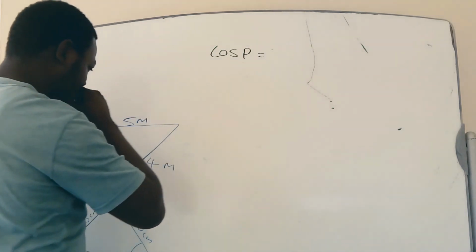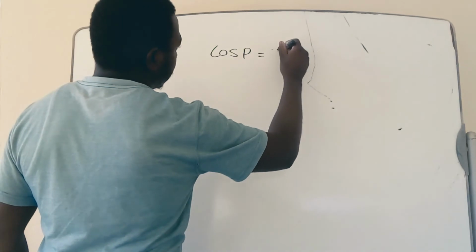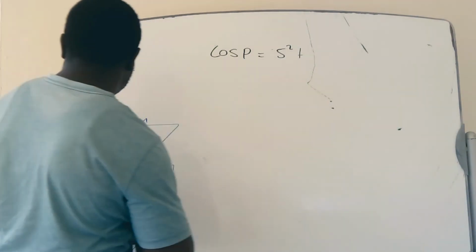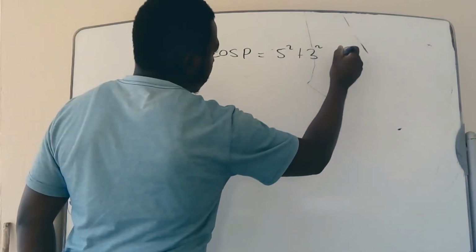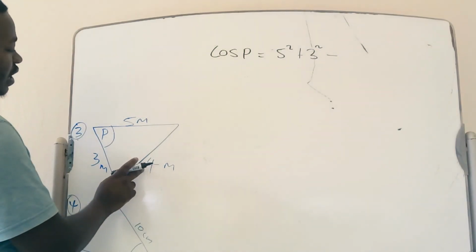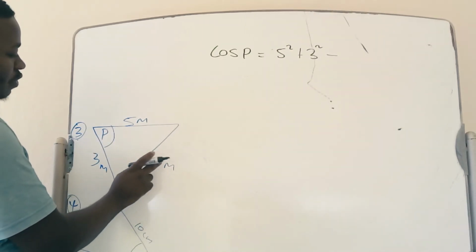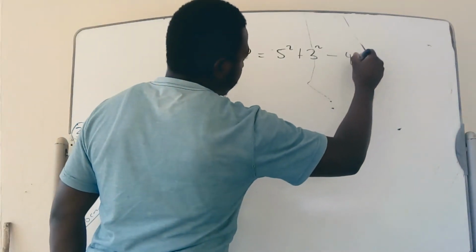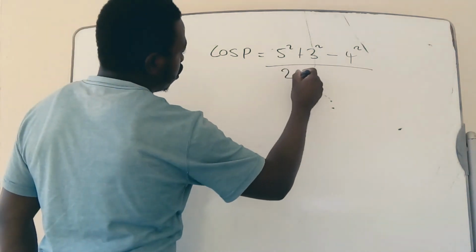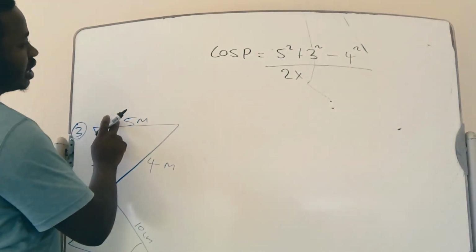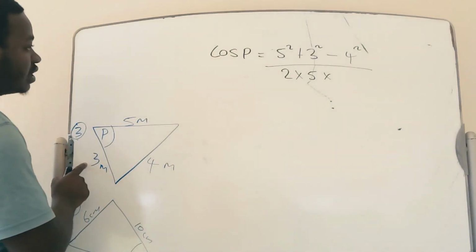is equal to this side squared, which is 5 squared, plus this side squared, which is 3 squared, subtract the side that is directly in front of the angle here, that is opposite to the angle, which is where 4 is. So subtract 4 squared all over 2 multiplied by this length, which is 5, times this length, which is 3.